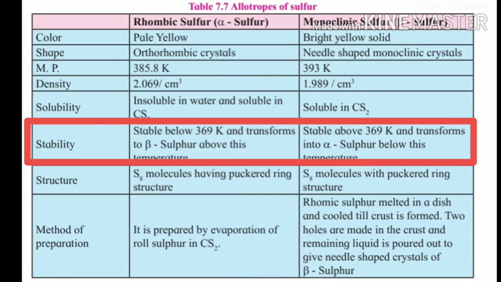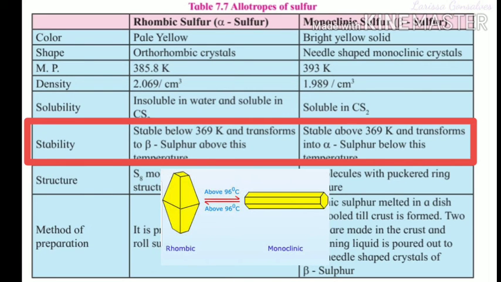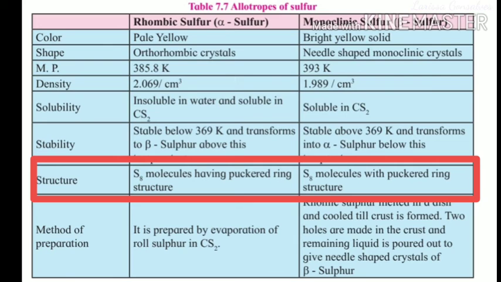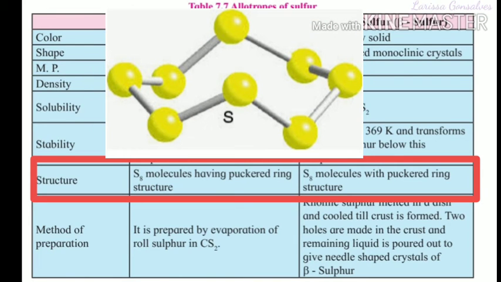Rhombic sulfur is stable below the temperature 369 Kelvin and it transforms into beta sulfur, that is monoclinic sulfur, above 369 Kelvin. Monoclinic sulfur is stable above 369 Kelvin and it transforms into alpha sulfur or rhombic sulfur below 369 Kelvin temperature. The structure of S8 molecule in rhombic and monoclinic sulfur is in puckered ring form.